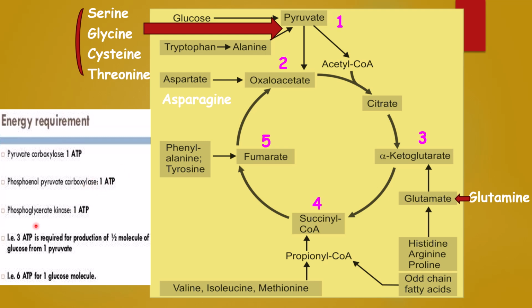Then third is phosphoglycerate kinase. This is the enzyme of glycolysis as well as gluconeogenesis. Here also there is a consumption of 1 ATP. So overall, from 1 pyruvate, 3 ATPs are required for production of half a molecule of glucose. So for 1 glucose molecule, we definitely require 6 ATPs. So the total energetics is 6 ATPs consumed while converting 2 pyruvate to glucose.